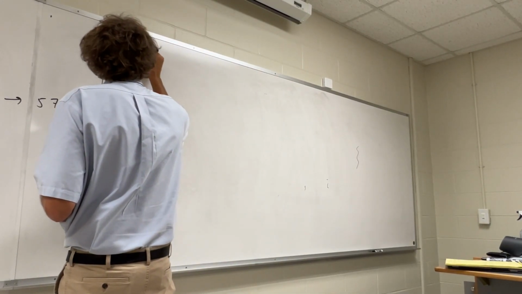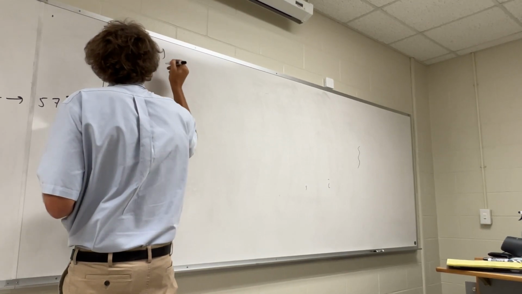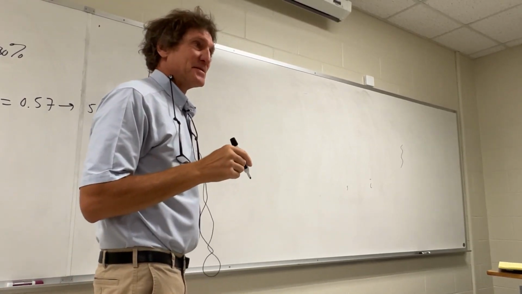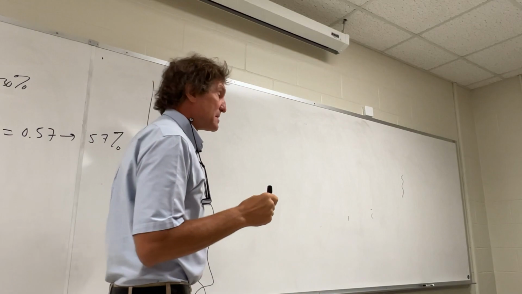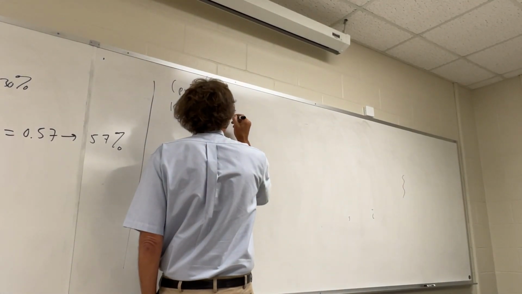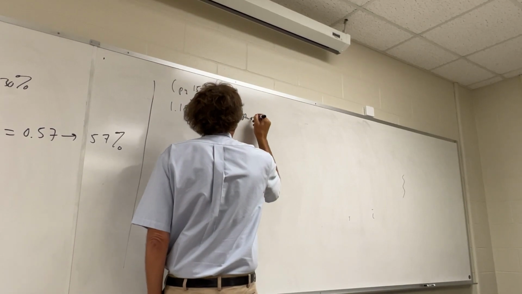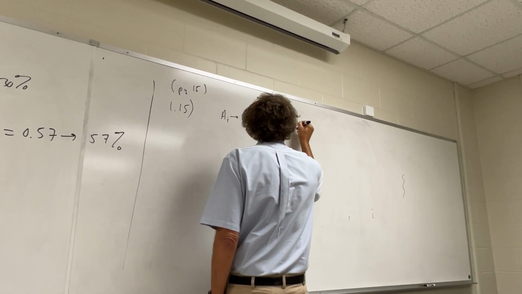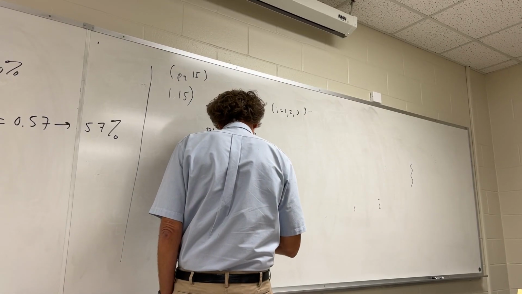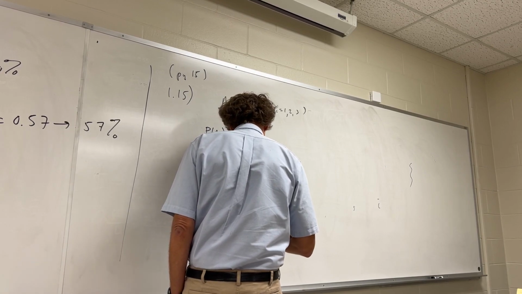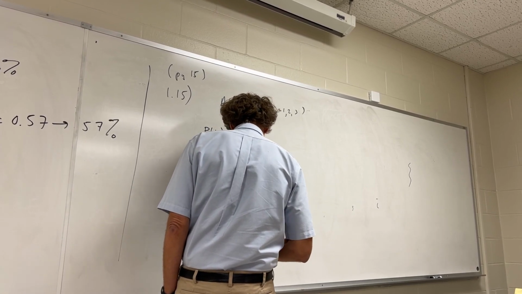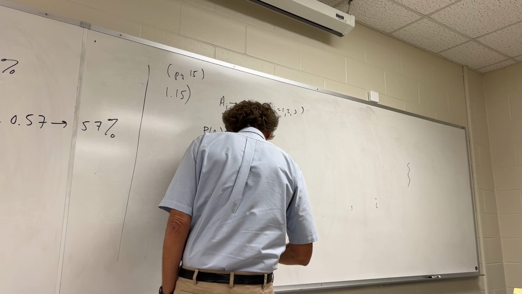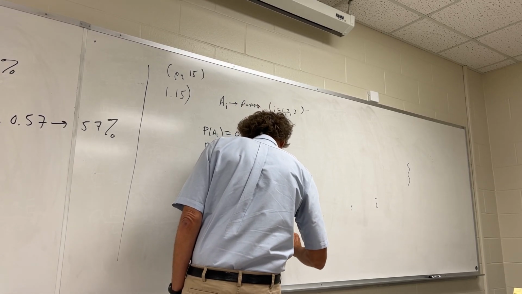What page is that on, by the way? Page 15 in the book. Okay, go ahead. A computer consulting firm presently has bids out on 3 projects. Let A sub i equal awarded project i, for i equals 1, 2, 3. And suppose that P(A3) equals 0.07. And then we have P(A1 intersect A2 intersect A3) equal 0.01.